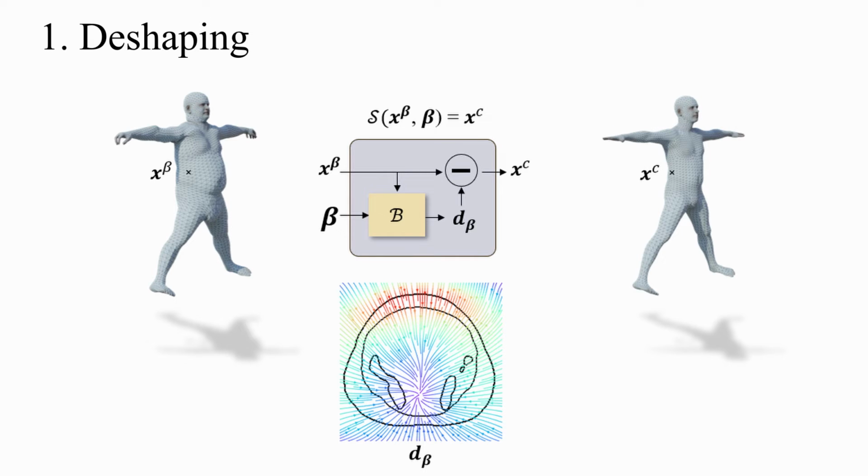We want to map a point in the shaped SMPL body, x beta, to the corresponding canonical point, xc. To achieve this, we train a de-shaping network B that learns to predict a displacement field d beta.